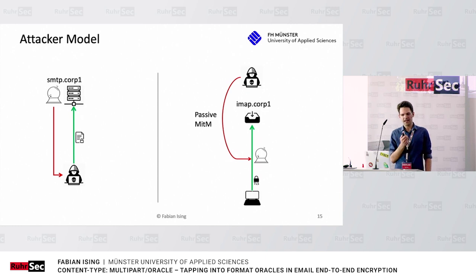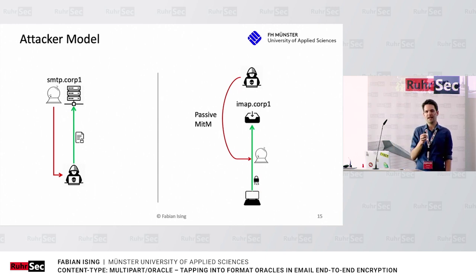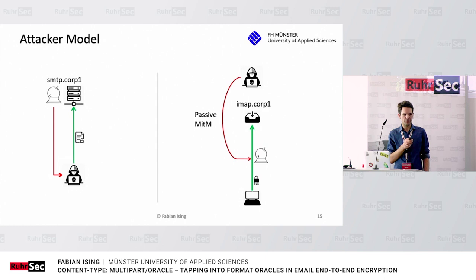The other attacker model we have is a passive meddler-in-the-middle attacker on the IMAP connection between the mail client and the mail server. We assume at this point that this connection is TLS encrypted, so no breaking TLS for this talk. But still, by looking at packet sizes and packet counts and so on, we can use that as a format oracle. I'll show you how later. Note that both attackers always have access to the original encrypted message. And that is in line with what usually is the attacker model for end-to-end encrypted messaging.